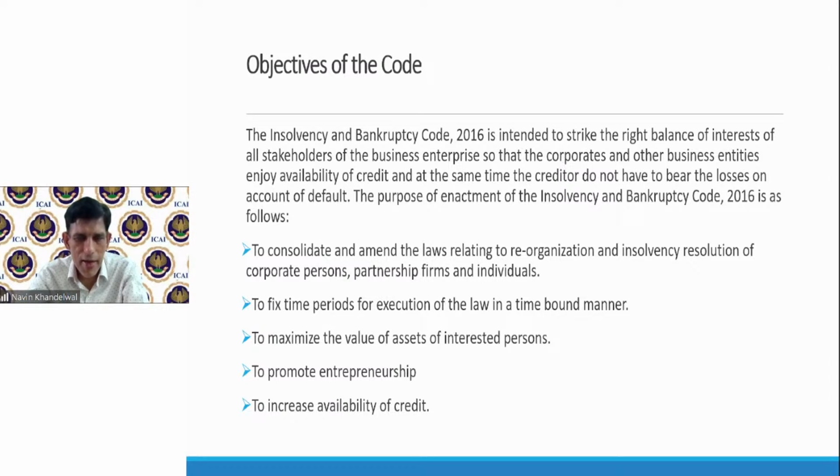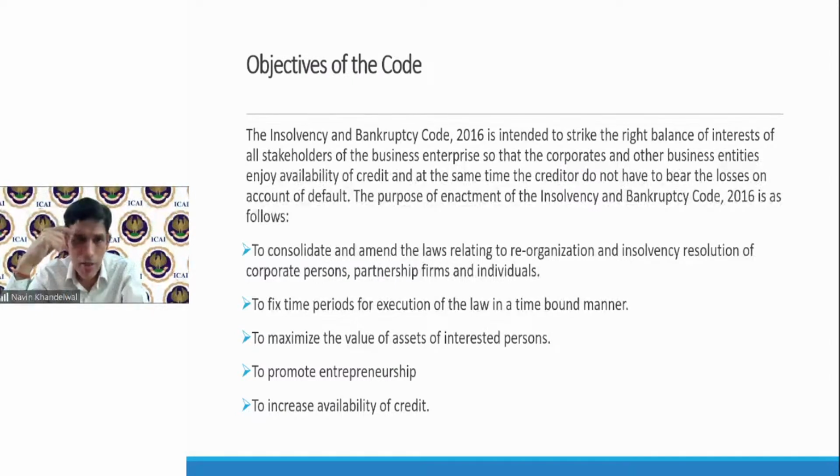So the whole objective, as we have discussed, is to consolidate and amend the laws related to reorganization and insolvency resolution of corporate persons. As we have mentioned, few of the laws have been amended and all the laws now come under one banner, one roof, that is IBC. We have a fixed time period for bringing out a resolution or liquidation. There's a time-bound manner where the whole process has to be completed. Then we need to maximize the value of assets of the interested person. That is obviously one of the objectives.